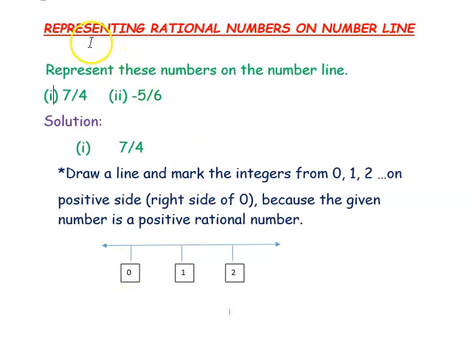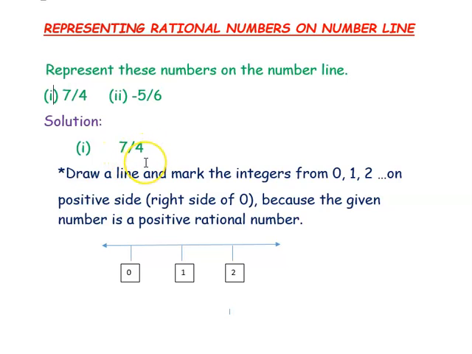In this video, we are going to see the representation of rational numbers on the number line through various examples, and also we are going to see how to find the rational numbers which are less than the given rational numbers. So the first question is, represent these numbers on the number line. First is 7 by 4. So solution. We are taking the first question, 7 by 4.